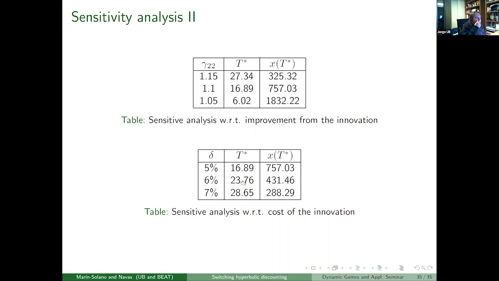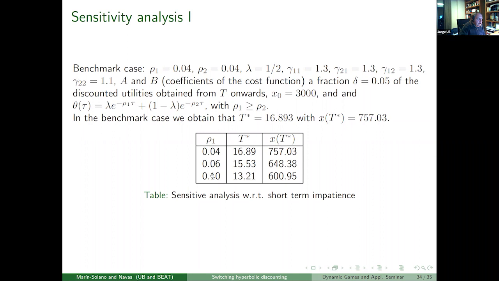But when we look at what happens when we increase the short-term impatience, if you remember, for the case of one decision maker, when we increase the short-term impatience, we had a negative effect in terms of the speed of the introduction of the new technology. But here, what you obtain is the contrary effect. Okay? When we increase the short-term impatience, we obtain a faster adoption of the new technology.